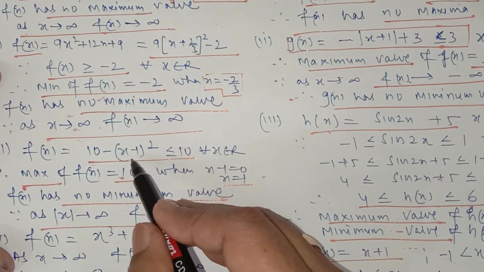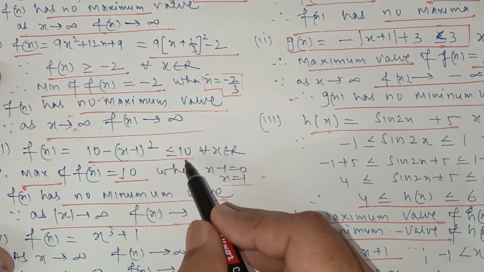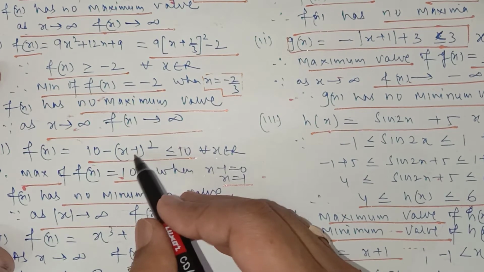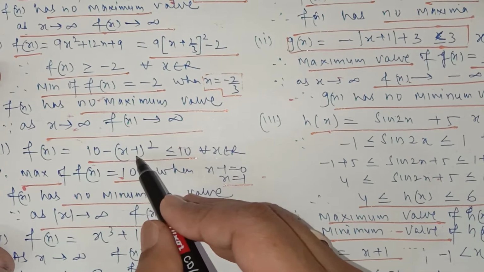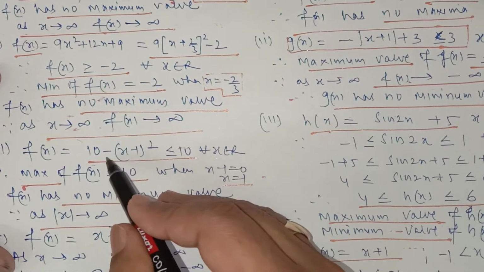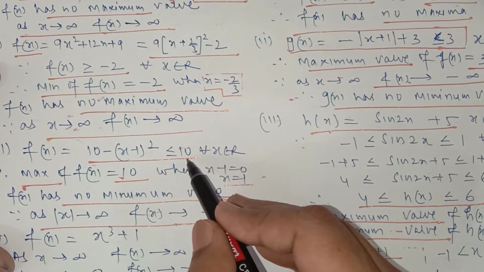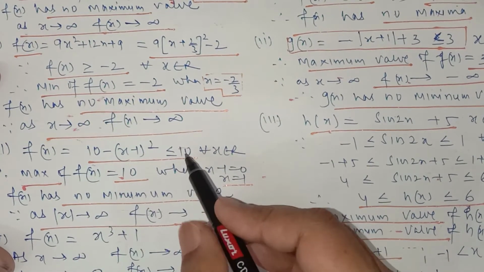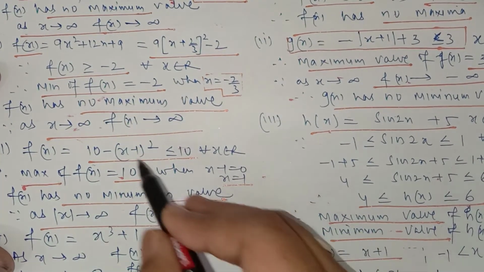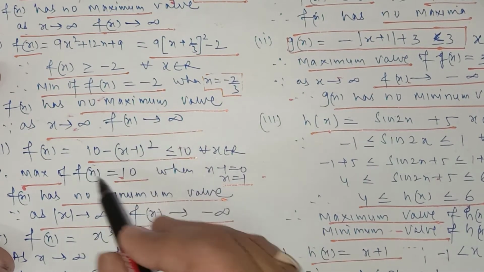So the value of this function is less than or equal to 10. It cannot be more than 10, because the maximum value of the term (x minus 1) whole square is 0, and because we have the negative sign here, 10 minus 0 gives less than or equal to 10. So its maximum value will be 10 when x is equal to 1, because it cannot be more than 10.